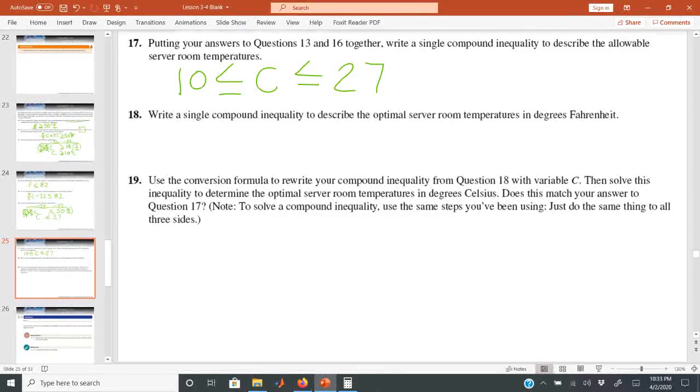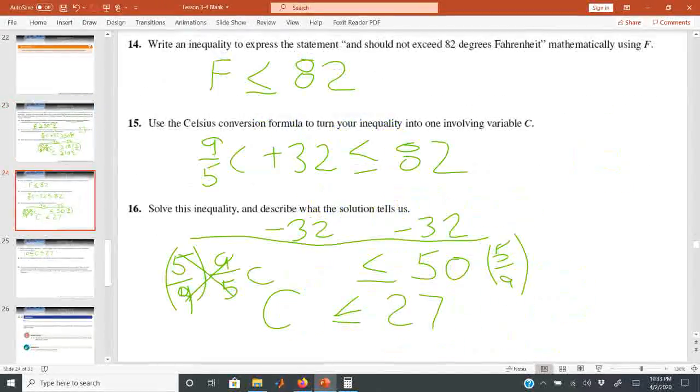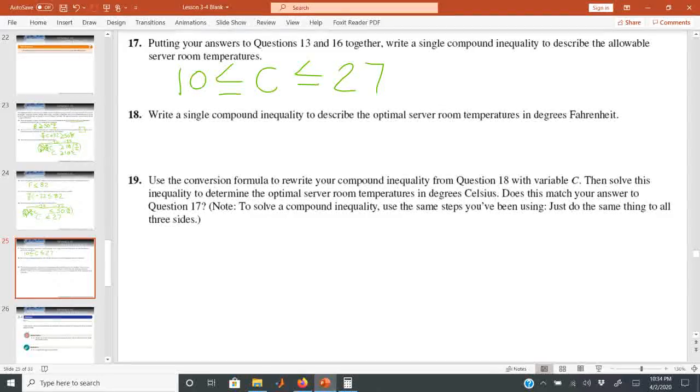Okay, so the degrees Fahrenheit, if we go back, so we're 50 and 82. So we can just write it that way. So 50 is the lowest. F has to be somewhere in the middle. 82 is the highest. So F has to be less than or equal to 82. F has to be greater than 50, which means 50 has to be less than or equal to F. Try 19 and restart the video when you're done.